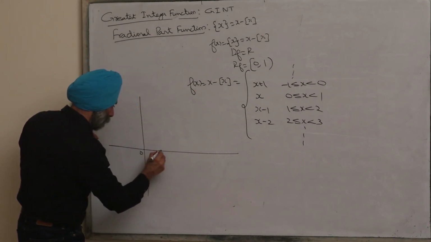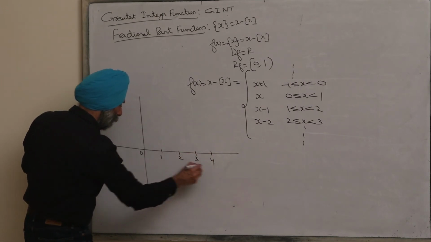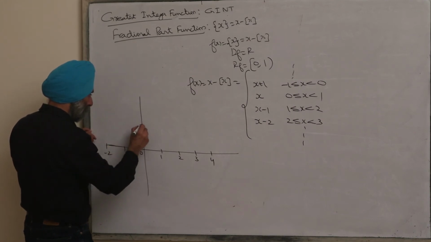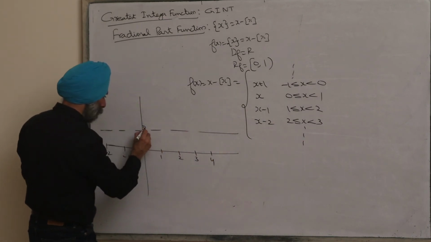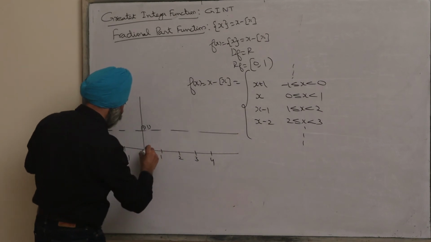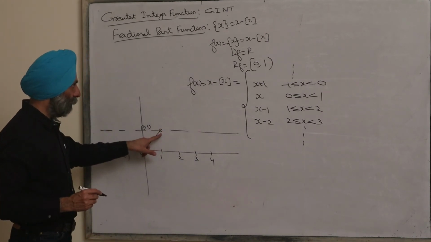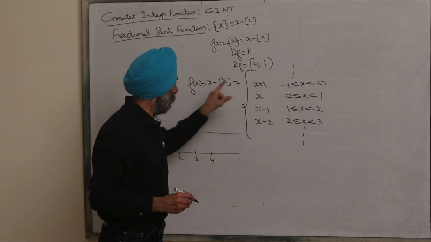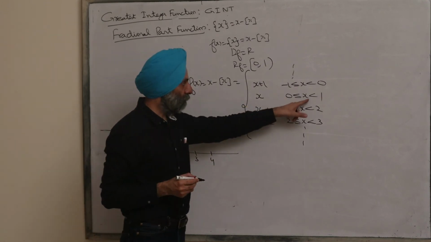So this is 0 to 1, 1 to 2, 2 to 3, 3 to 4, minus 1 to 0, minus 2 to minus 1 and so on. So this is the value 0 to 1. When x belongs to 0 to 1, y is equal to x, but it will not take value 1. Why? As x is open, as x belongs to 0 to 1, y is equal to x, so therefore y also takes value 0 to 1.